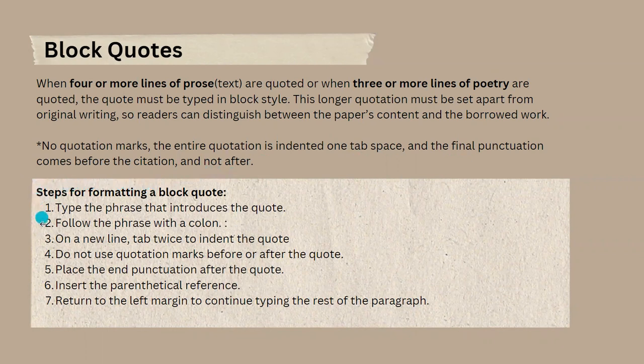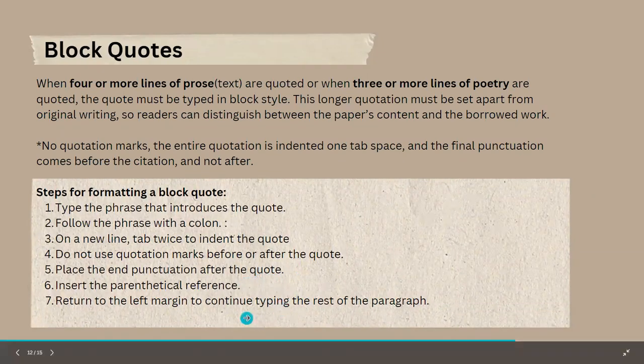So here are the steps for running a block quote. Type the phrase that introduces the quote. Follow the phrase with a colon, which is the symbol. On a new line, tab twice or once, depending on what your professor requests. So make sure that you know what your professor prefers to indent the quote. Do not use quotation marks before or after the quote. Place the end punctuation after the quote. Insert the parenthetical reference and return to the left margin to continue typing the rest of the paragraph.